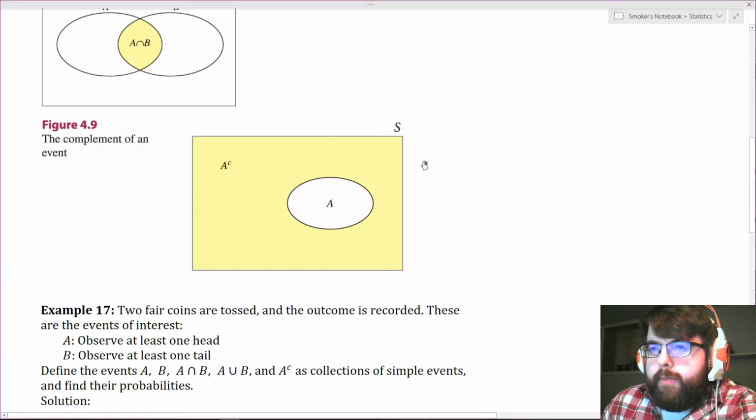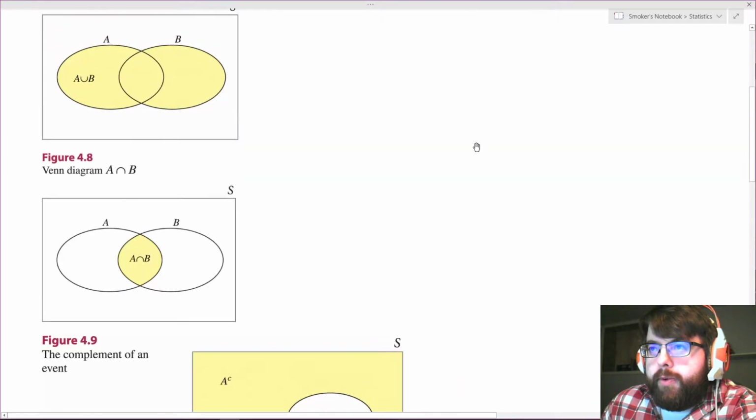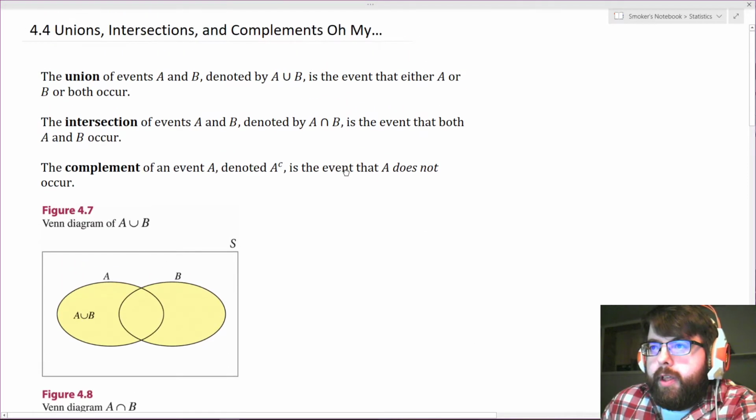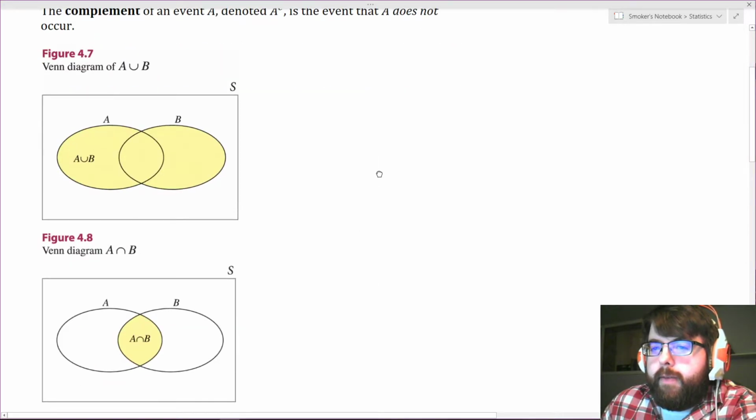Oh, did I mention the intersection symbol? I think I might have glossed over this. The union is denoted by a U, and the intersection is denoted by an upside down U. That means intersection. Sorry, I think I skipped over that.